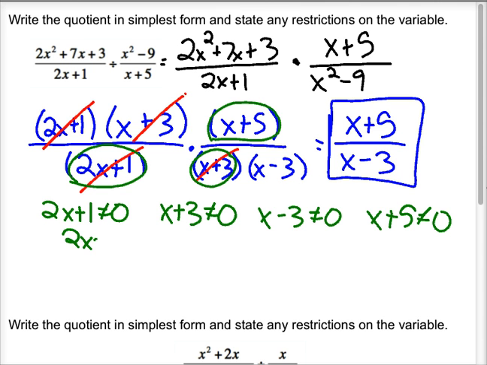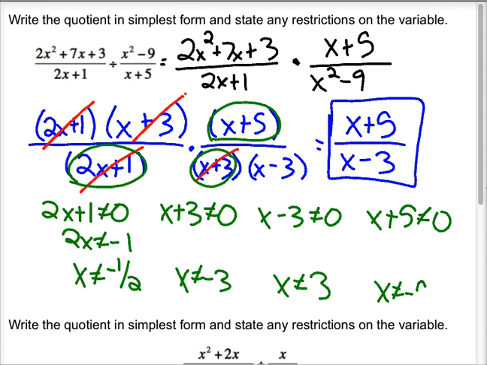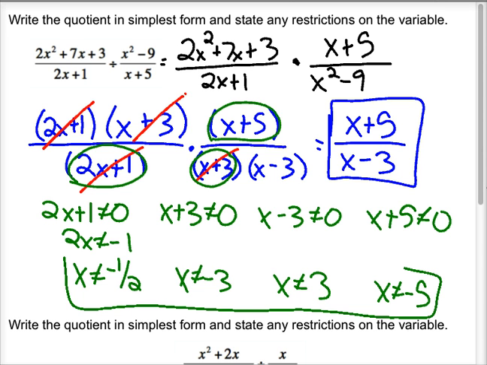So here, if 2x can't be negative 1, that means x can't be negative 1/2, x can't be negative 3, x can't be 3, and x can't be negative 5. So sometimes you get quite a list for your restrictions. But again, the big idea is make sure you use the entire denominator, even if it was canceled. And that second fraction, you have to use both pieces.